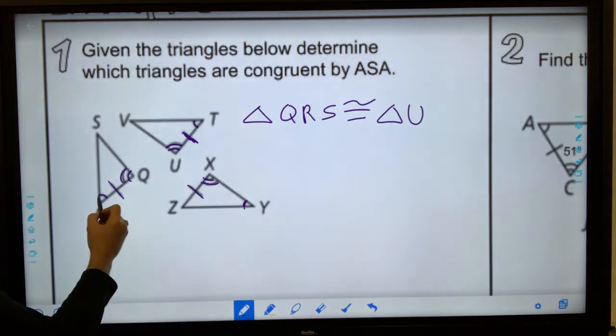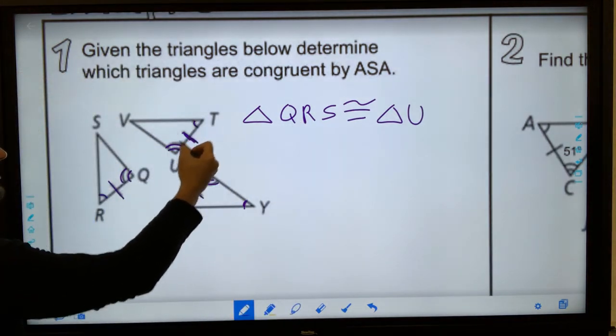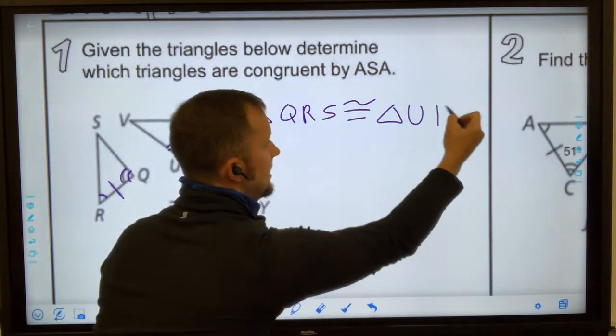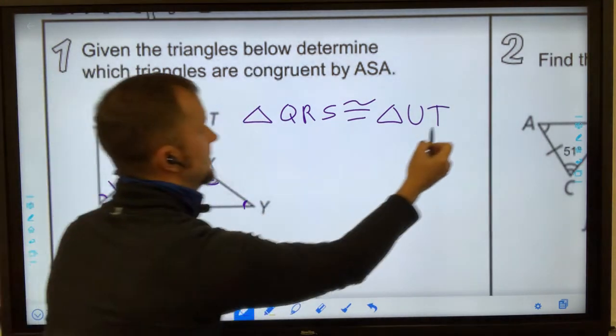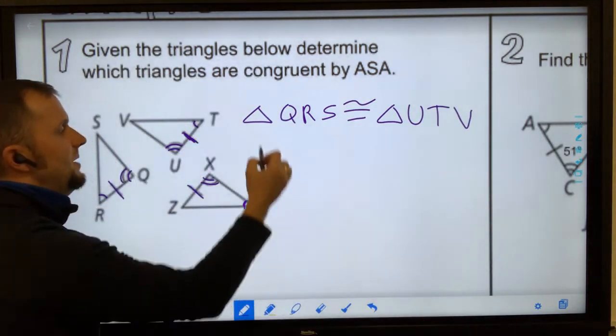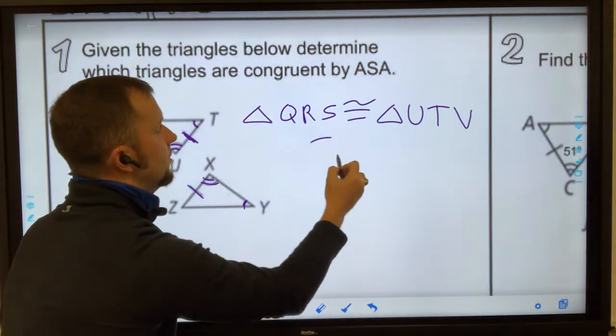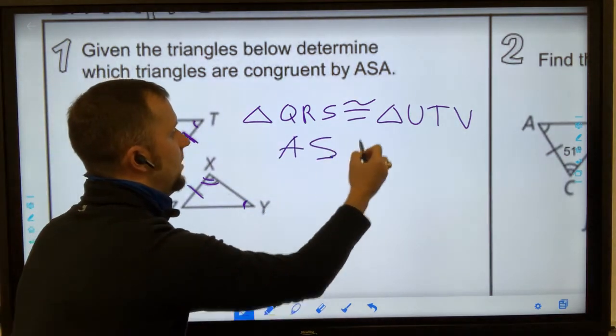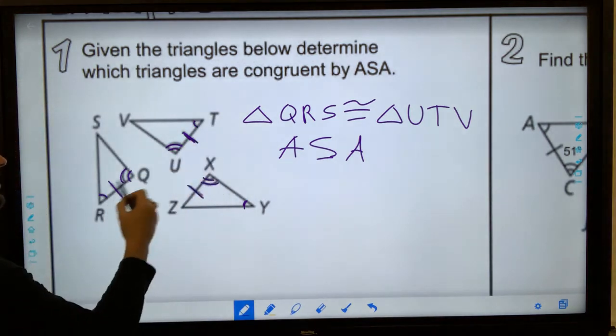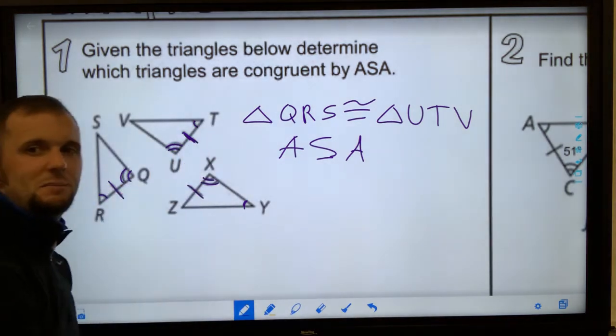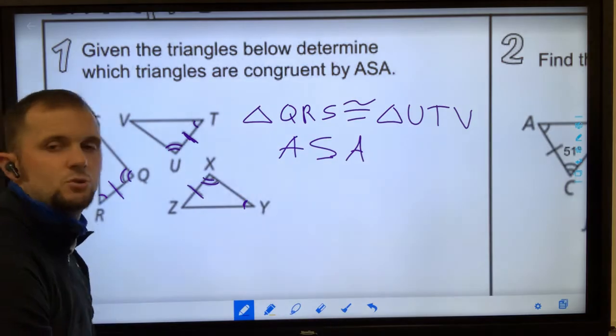R here has one notch, T has one notch, so those match up. T, and then obviously I need to write the other one, so UTV. So that means these two triangles are going to be congruent by angle, side, angle, because they have the matching angles and then the side included matches. So those two triangles will be congruent.